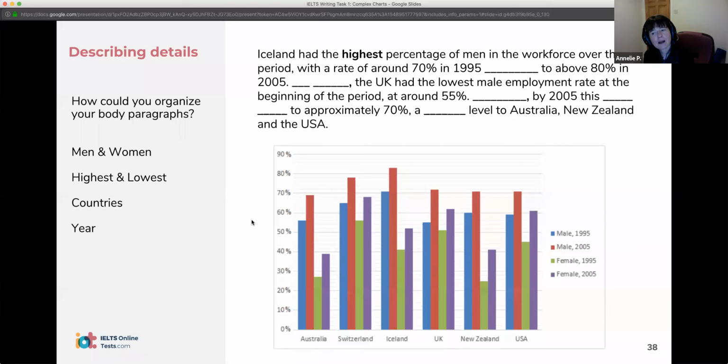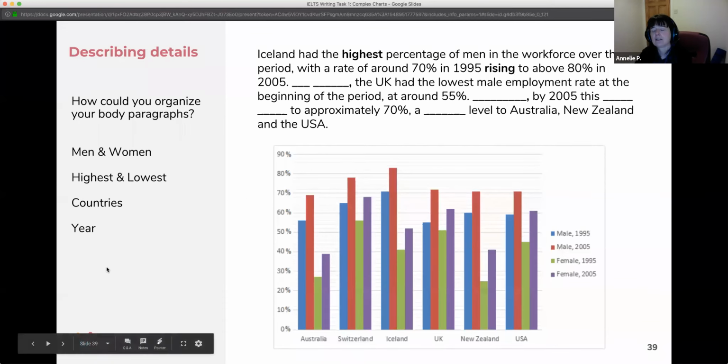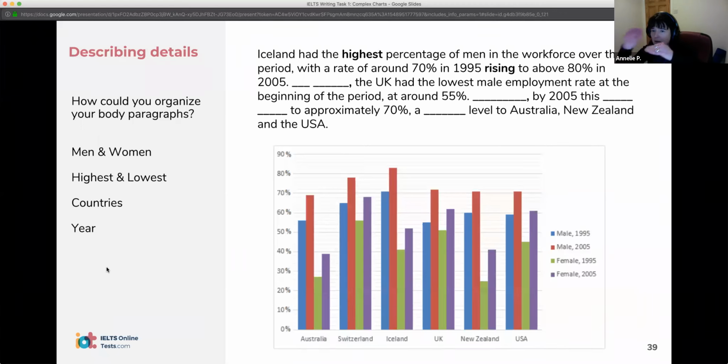Okay, think about your grammar here. Think a little bit about the grammar. We're adding more information. Very good, Antonio, absolutely right. We need to use the ing form here because you're adding more information. It's not a new point, okay? So rising to above 80% in 2005, okay? So that's the highest figure. Now we go to the UK with the lowest. Yes, you're right, we have to use an ing form there, Roberto.